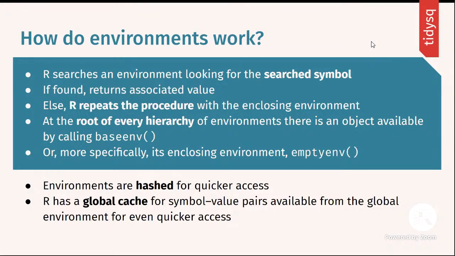There are two tricks R uses to speed up this recursion. First, R has hashed environments, so that we can find the symbol in nearly constant time. Also, R has something called the global cache, a special environment that also has, as I guess, an empty environment as an enclosing environment, which would explain why the empty environment actually exists. This global cache holds all symbol-value pairs you can access from the global environment. That is, all the variables you created and all the packages you attach, and the base environment as well, of course.